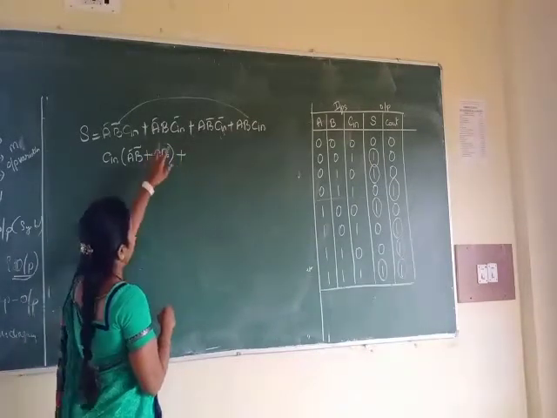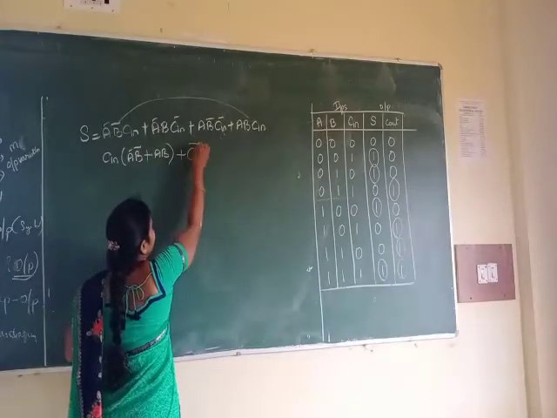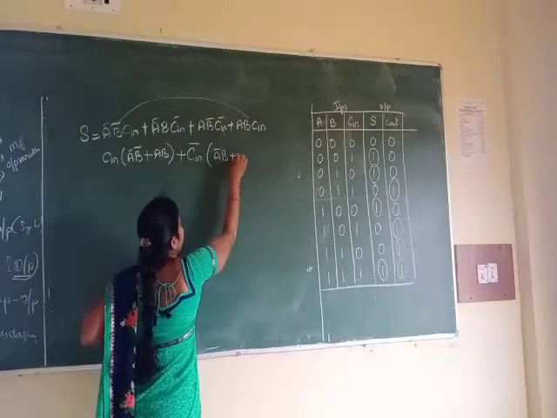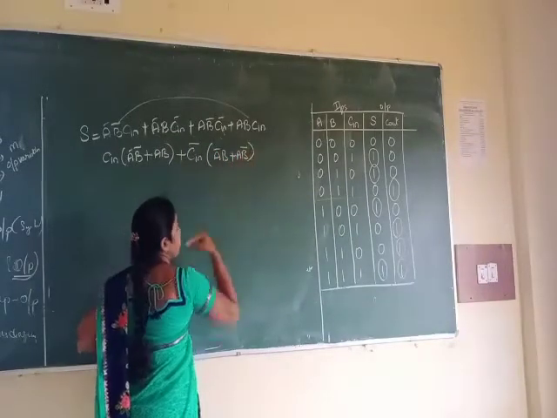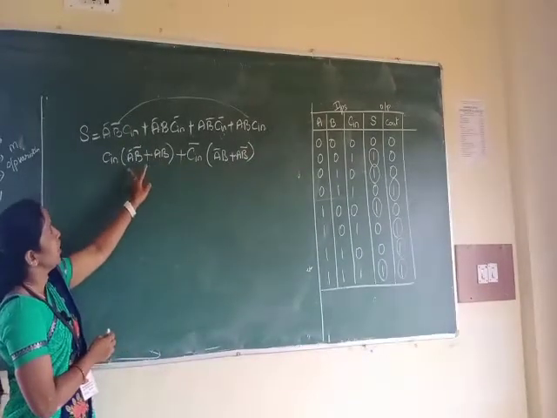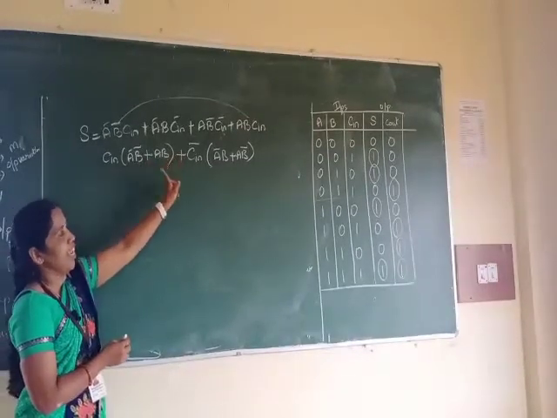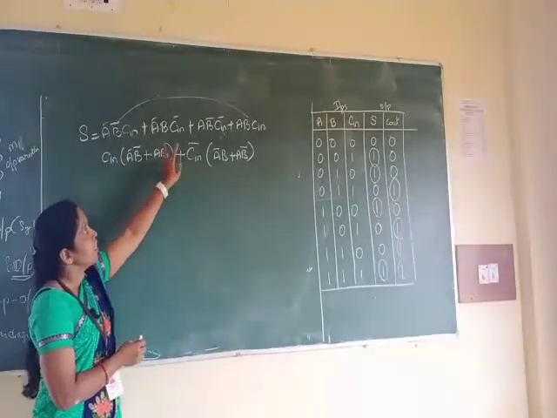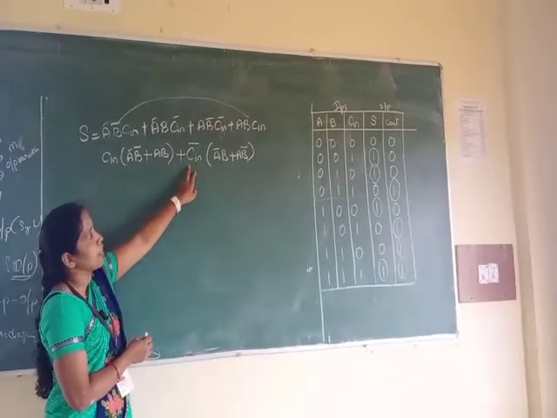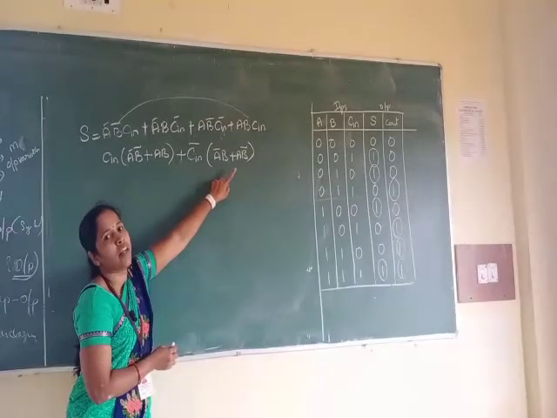Plus. Now here in this case, I am taking C in dash common. Then in that case, A bar B plus A B bar. So first and last terms I have taken, so in that you have C in common, A bar B bar plus AB, plus second and third terms I have taken. In that case C in bar common, A bar B plus A B bar.